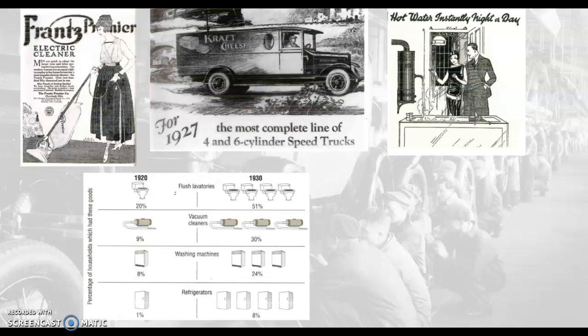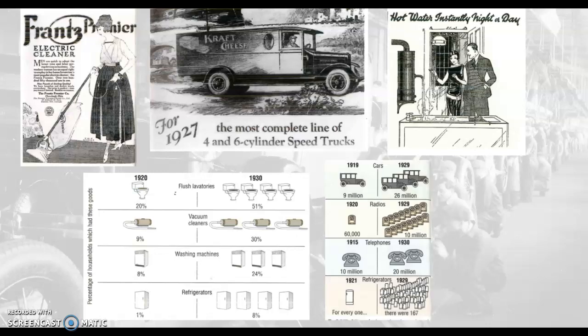So here's just a few tables. I think these are quite good to go through just to look at the sheer volume of goods that were being purchased at the time. Not just things like the clothing industry, but looking beyond it, lavatories, vacuum cleaners, washing machines, huge increases. And here's another table just to give you an indication of the scale of production that was taking place. Radios really stands out for me as one that really grew so large, from 60,000 to 10 million by 1929.